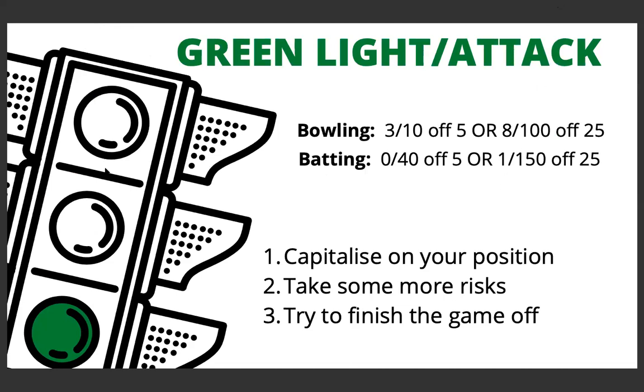So you can see here, if you're in the green light as a bowler, these examples are, you know, they're 3 for 10 off 5, or you've got them 8 for 100 off 25. Okay. So it's about, you've got them under the pump. You're attacking, you're trying to attack. From a batting perspective, it could be if you've started really well in your innings and you're none for 40 off 5, or you're 1 for 150 off 25.